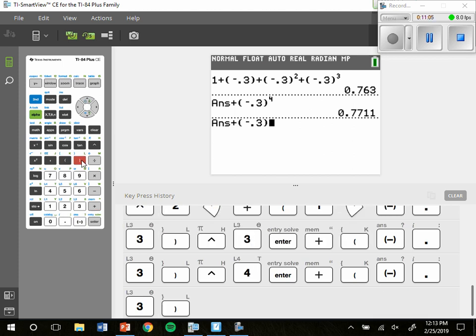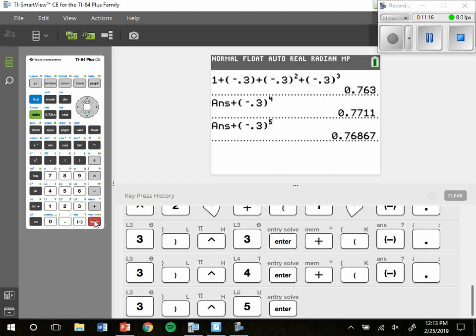Oh, it's going to get smaller right there. Yes, it's alternating. Do you see that? So we're going to bounce around the value. Does that make sense? Yeah, because it's alternating, because it's a negative. Ooh, that's really good that we tried this one. You're welcome. And so it's getting closer and closer to 0.769, but it's bouncing around it, because it's alternating.